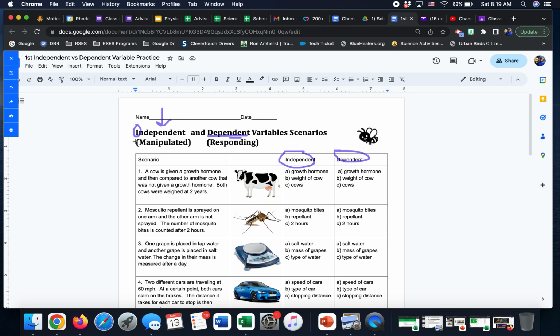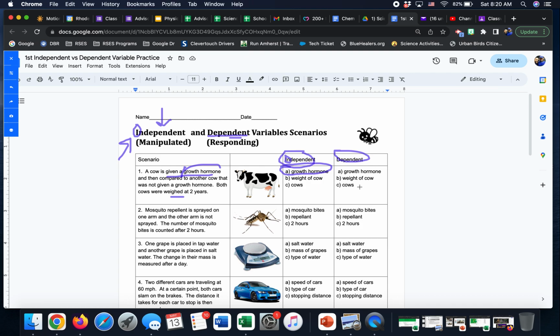So again, with independent, what did I change if I was the person doing this experiment? Did I give a growth hormone to a cow and not the other? Or did I make a cow weigh a certain weight at 2 years of age? Well, I could definitely give them a growth hormone, but I cannot make a cow weigh 600 pounds or 800 pounds. So since I can give them the growth hormone, I is independent, so A would be right for that.